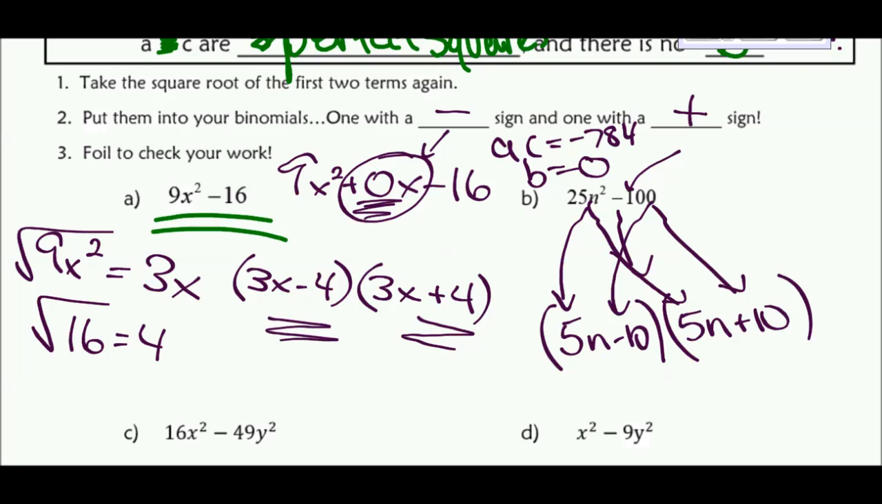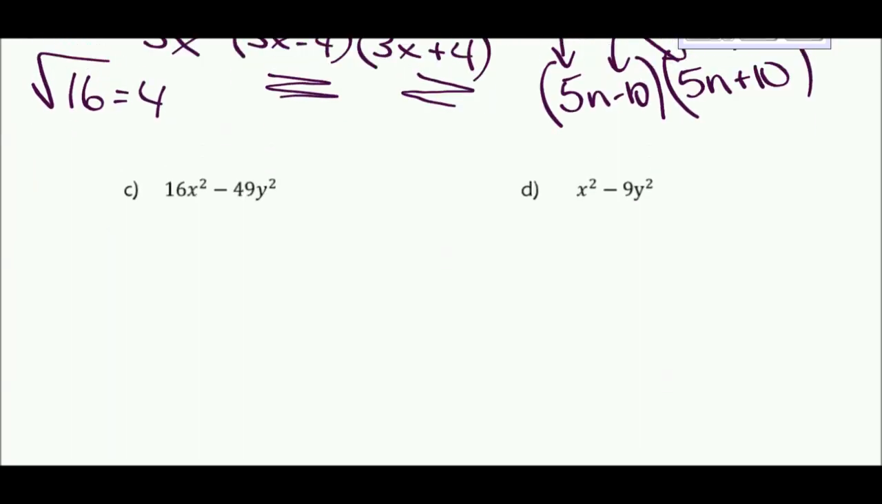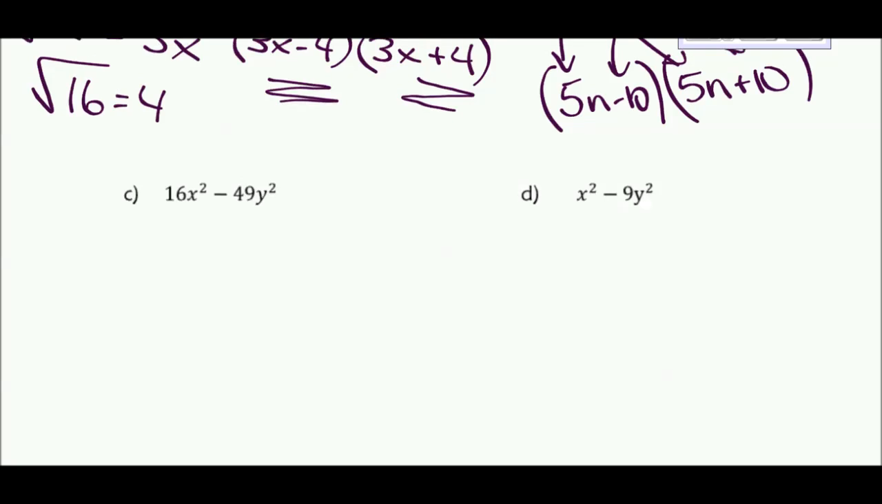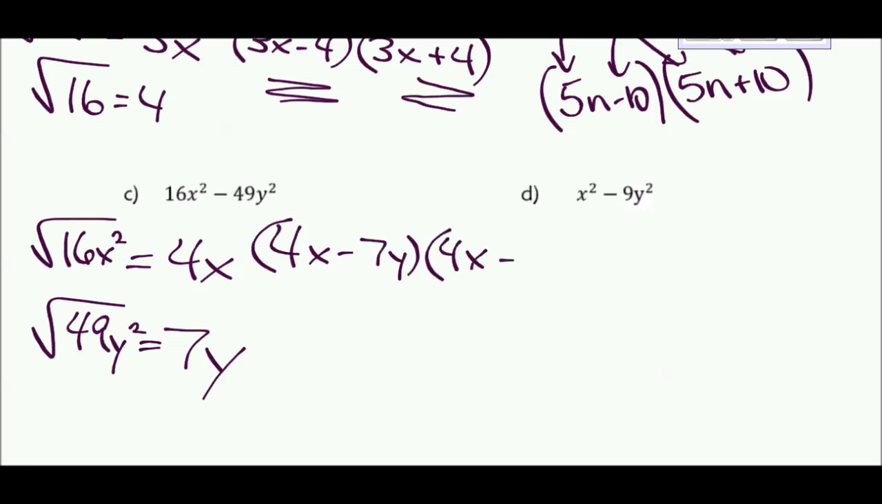It also allows us to do a little bit of trickier problems with two different variables. This is the exact same thing. When there is no middle term, it's still the exact same thing. 16x squared and 49y squared. What's the square root of that? What's the second one? That one has a y. It's the exact same thing. The middle terms cancel. So this is going to be 4x minus 7y times 4x plus 7y.